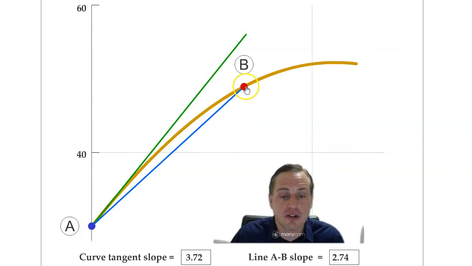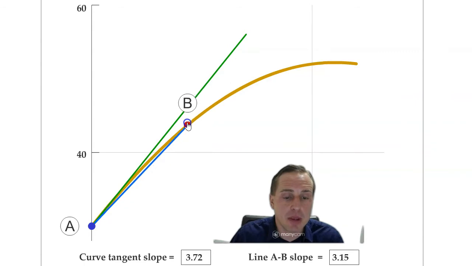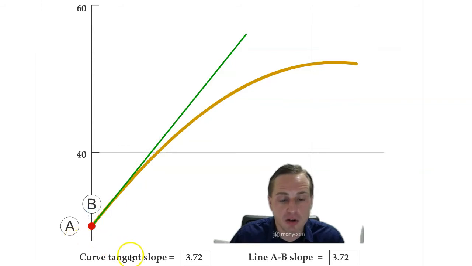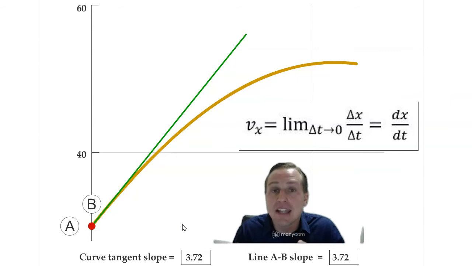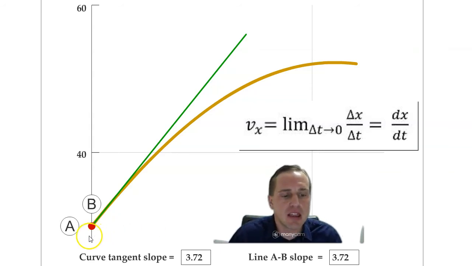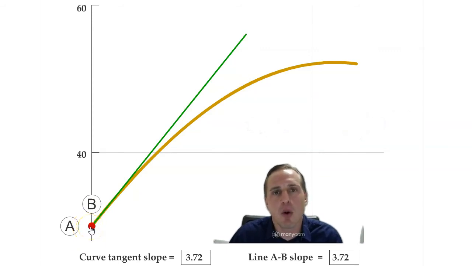That is tangent to the curve. And in fact, if I allow A and B to get really close to one another, such that they're basically on top of one another, the slope of the tangent line and the slope of the secant line are exactly the same. So if the points A and B are not separated in time at all, the velocity is no longer an average velocity, it's an instantaneous velocity. And that is what we mean by the instantaneous rate of change, or in calculus we say the derivative. So we say the derivative is the slope of the tangent line to the curve at any point of interest.